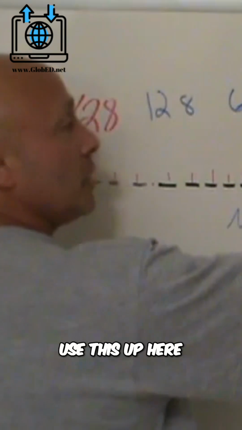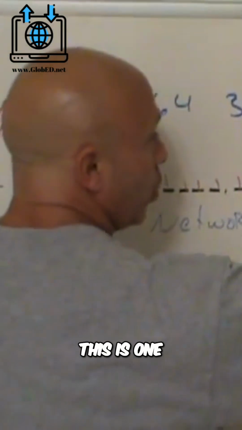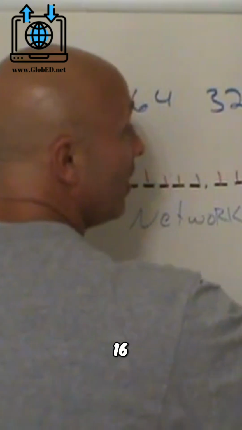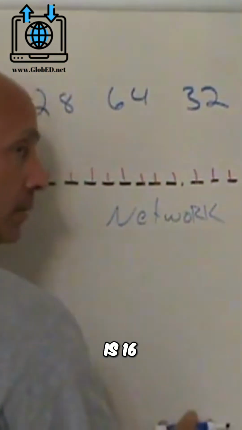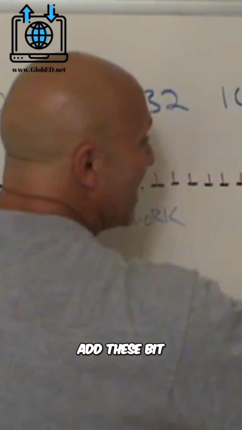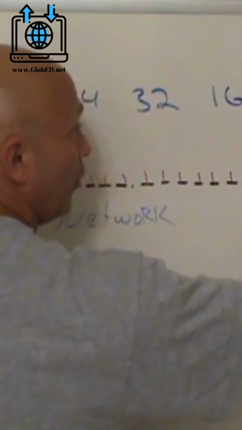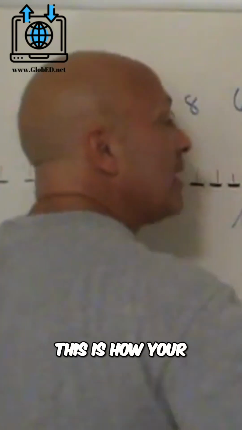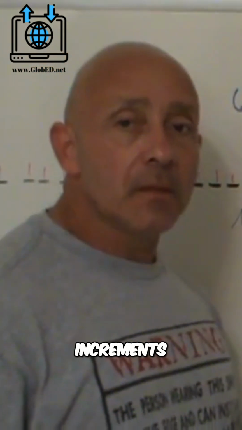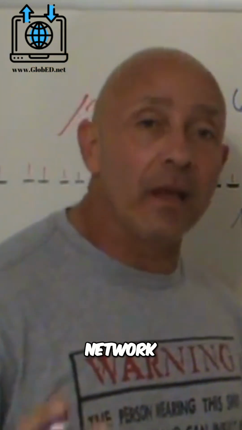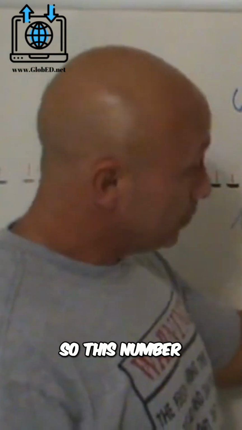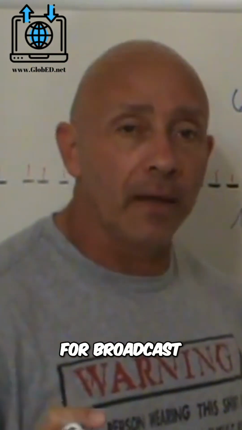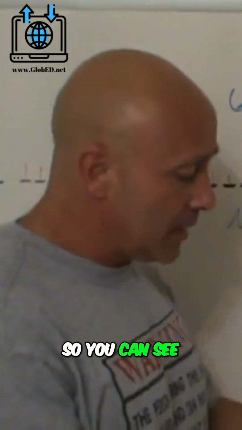So how do you use this up here? Well, this is 1, 2, 4, 8, 16. This bit value here is 16. If you were to add these bit values, 1, 2, 4, 8, that's 15. This is how your network increments. So this number is to help you calculate for broadcast. So I'm going to do just a couple so you can see.